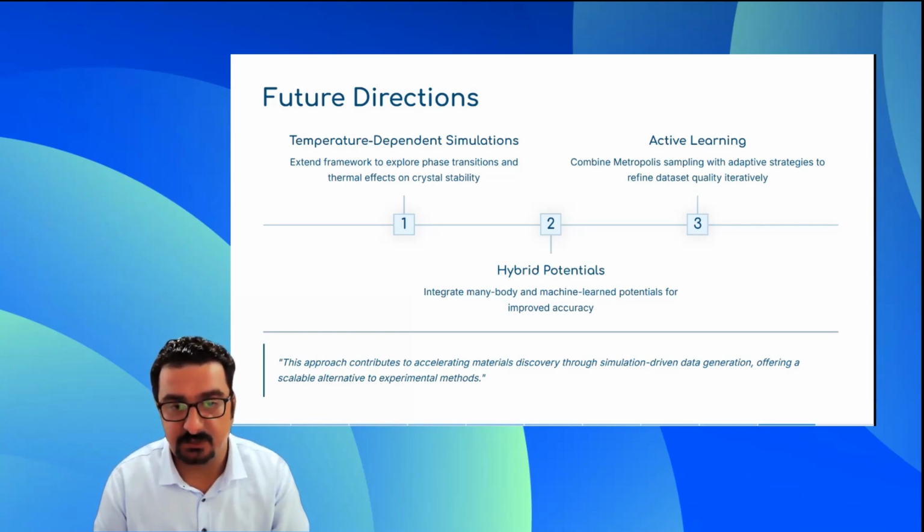Third, we are exploring active learning strategies. By combining Metropolis sampling with adaptive feedback mechanisms, we can iteratively refine the dataset's quality. This approach helps us focus computational resources on the most informative configurations, improving both efficiency and relevance. Ultimately, this simulation-driven methodology contributes to accelerating materials discovery, offering a scalable and cost-effective alternative to experimental data collection. It supports the development of robust machine learning models and opens new avenues for predictive materials design.